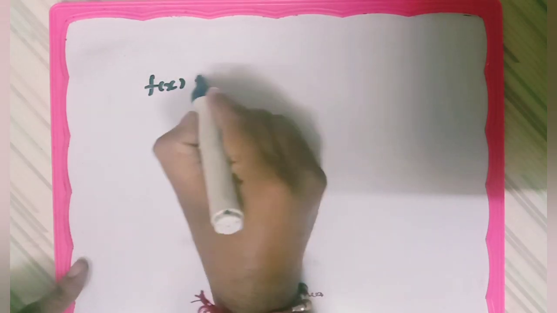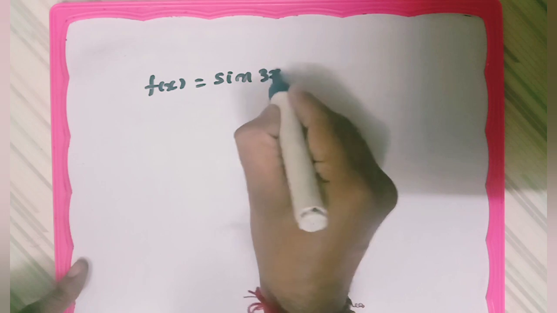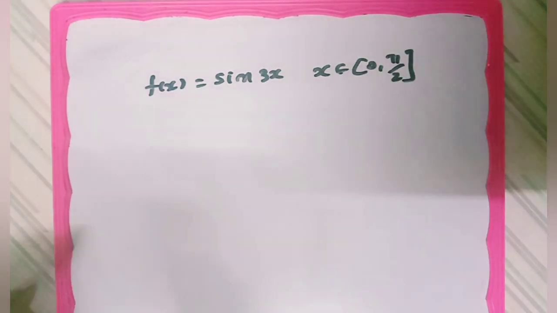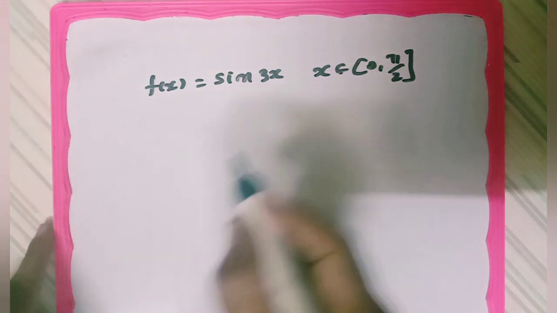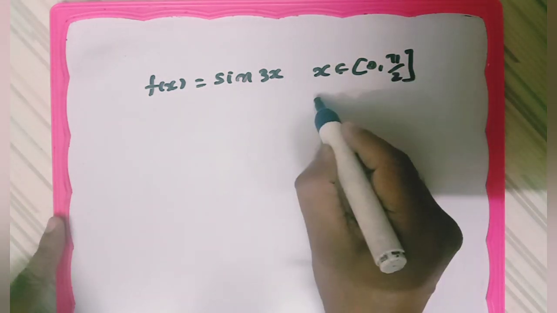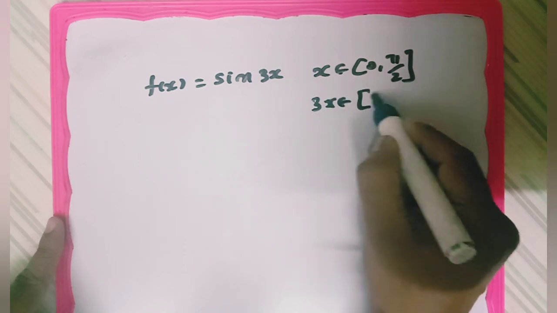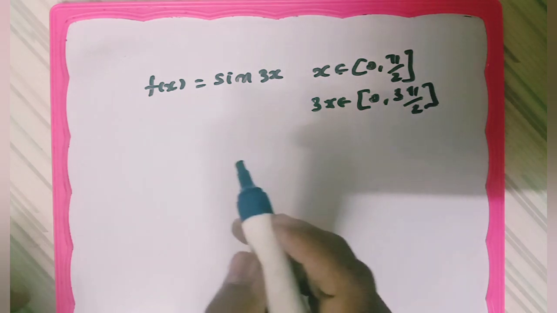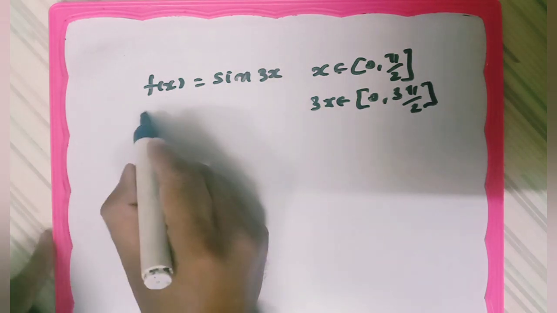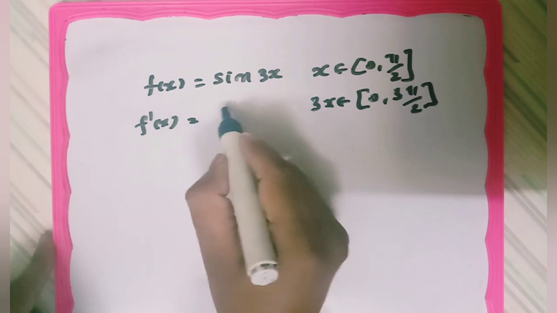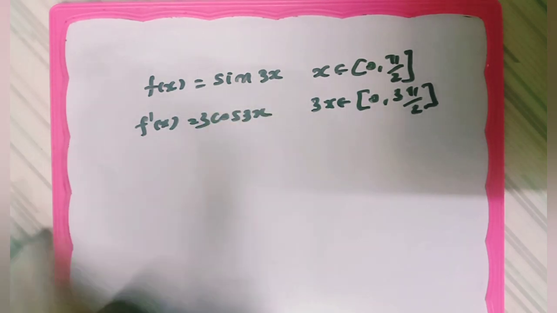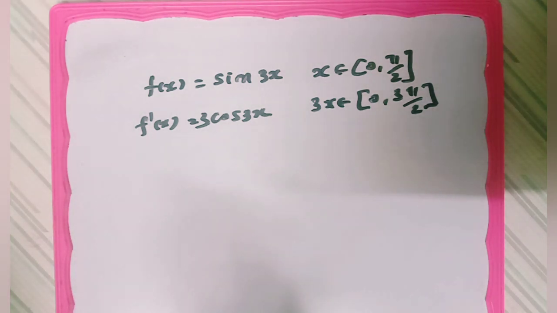Now next is given f(x) = sin 3x, where x belongs to 0 to pi by 2, and we have to find the intervals in which it is increasing or decreasing. So x belongs to 0 to pi by 2, then 3x belongs to 0 to 3 pi by 2. And f'(x) will be cos 3x, and differentiating 3x gives 3, so 3 cos 3x.